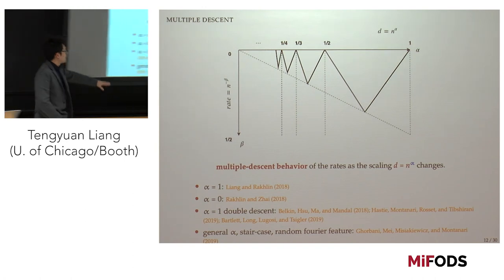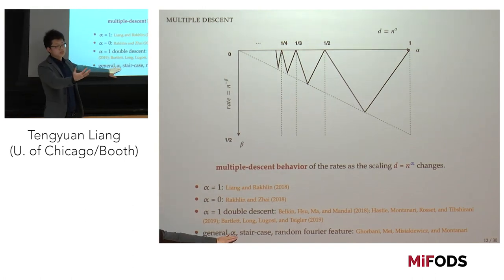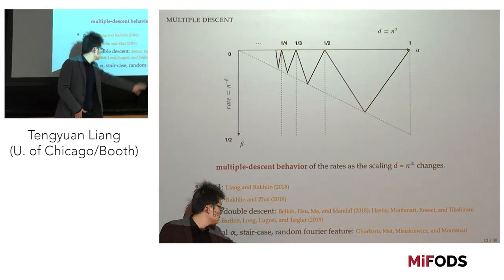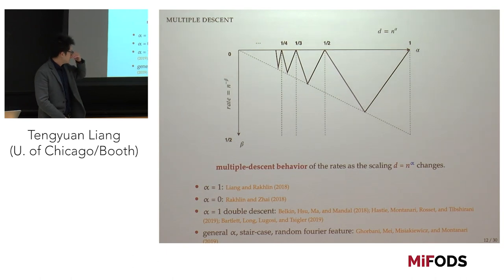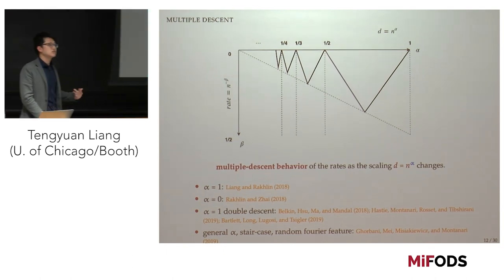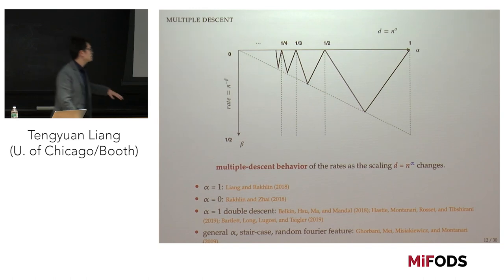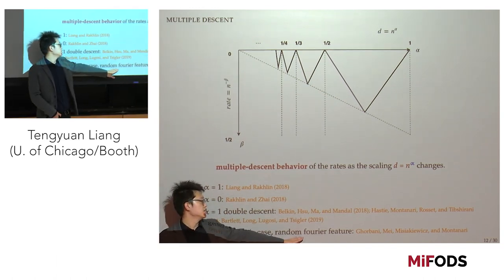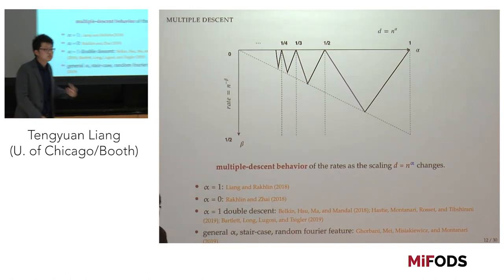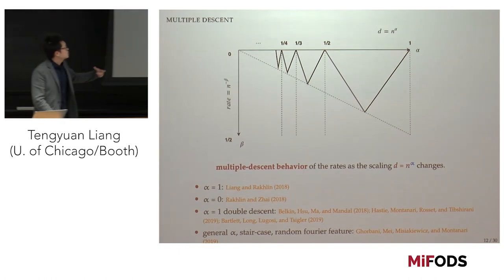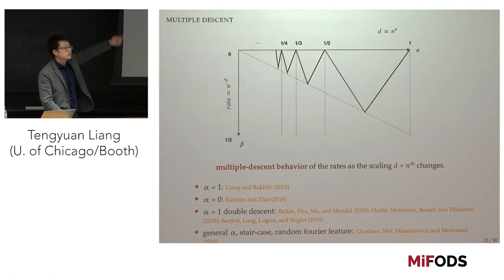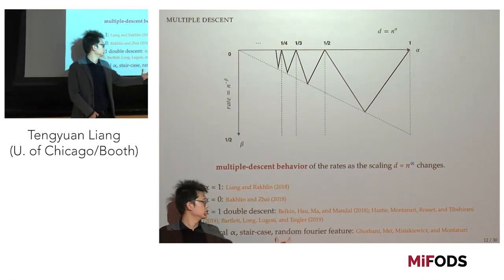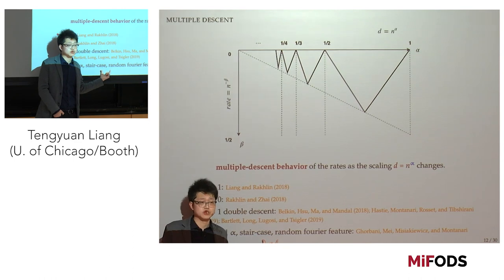And for general alpha, where alpha is in between 0 and 1, for random Fourier feature models, Andrea's group, in an independent work, studied the so-called staircase in terms of the eigenvalues. They studied approximation error by the random Fourier feature, and they show some interesting similar effect. I think what our technical tool shows is closely related to this staircase phenomenon that was studied by Andrea's group.